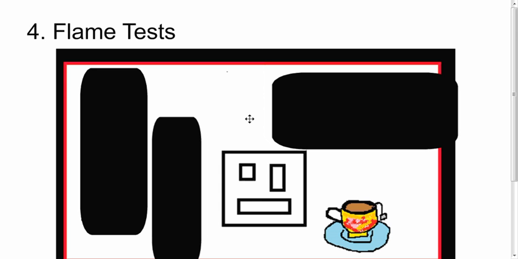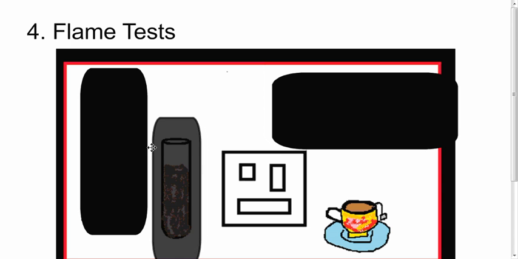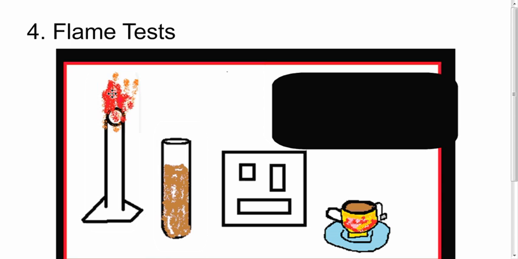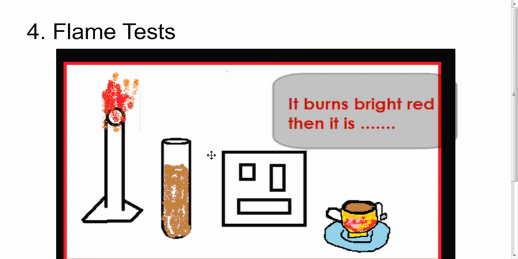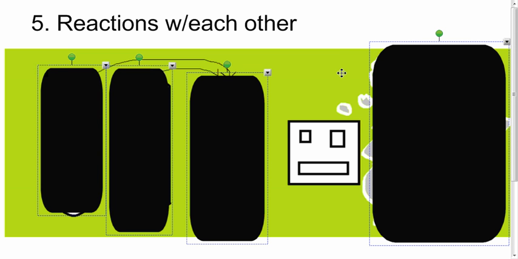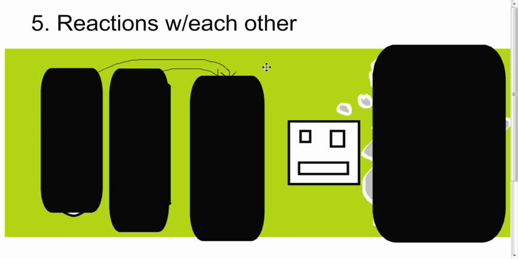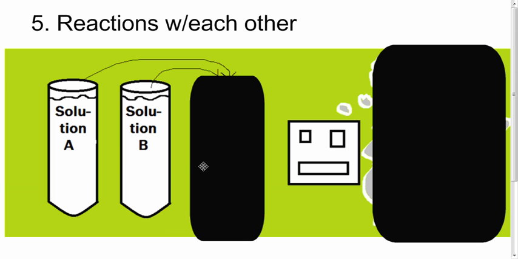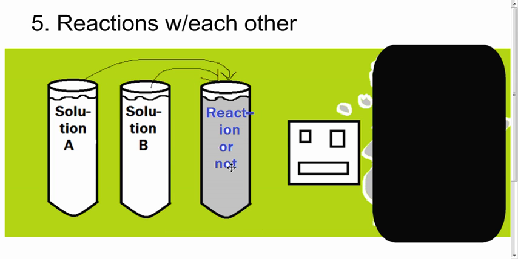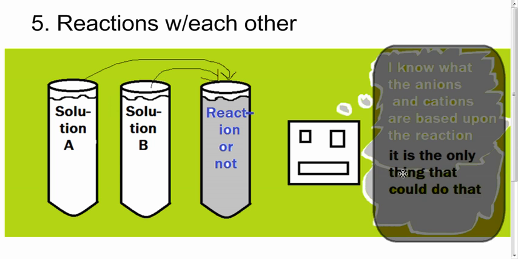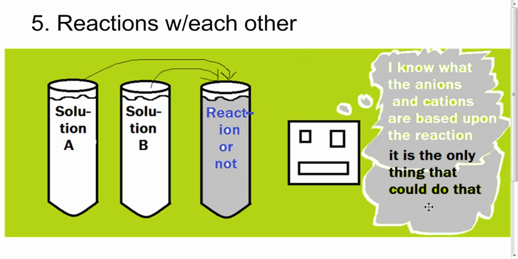Another thing you can do is a flame test. And the flame test is where you take the solution and you burn it, basically, and it gives off certain colors, or lack thereof, and therefore you can determine what's present. And the final test that we're going to use is reacting the 2 things together. You've got 2 clear solutions and you react them. Maybe they react, maybe they don't. Maybe they form a gray solid or maybe they don't. But then you'd be able to figure out what they are based upon what did or did not happen.